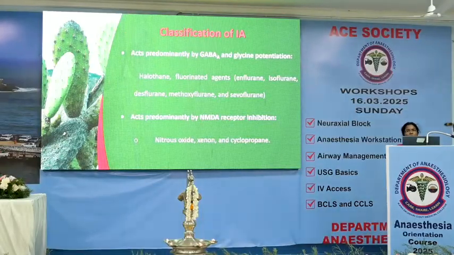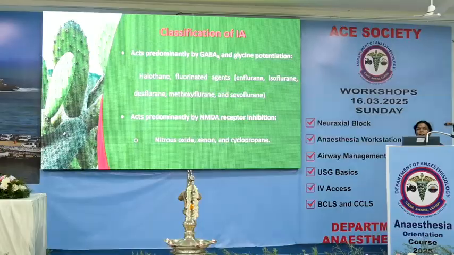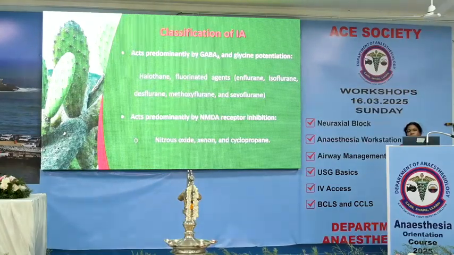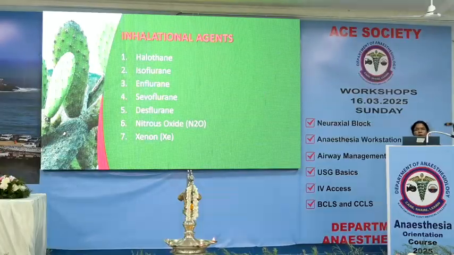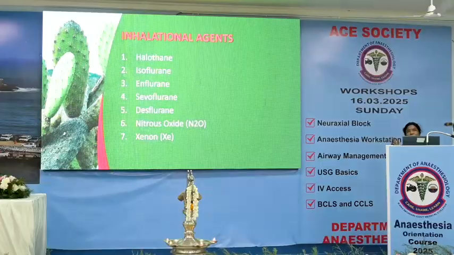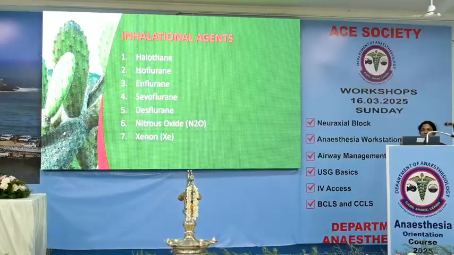Coming to the classification of inhalation agents based on the mechanism of action, agents which act predominantly by GABA A and glycine potentiation are halothane and all fluorinated agents like enflurane, isoflurane, desflurane and sevoflurane. Agents which act predominantly by NMDA receptor inhibition are nitrous oxide, xenon and cyclopropane. These are the commonly used inhalation agents, but our area of interest is inhalation agents used for inhalational induction. Out of these, only 2 agents are used for inhalation induction: one is halothane, the other is sevoflurane.